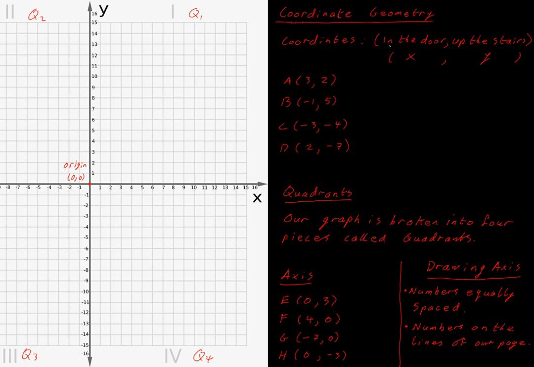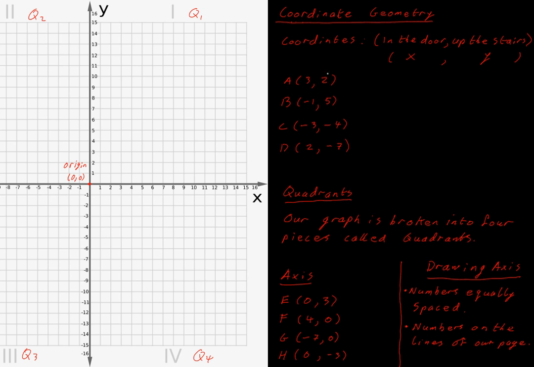And then we are going to go in the door and then up the stairs. If we're coming into our house and we have a second story, we'd have to go in the door before we'd go up the stairs. So we start at the origin and we always go in the door along the side to side ruler, and then up the stairs means we go up and down afterwards. The in the door is our x coordinate and the up the stairs is our y coordinate, our x location, our y location.